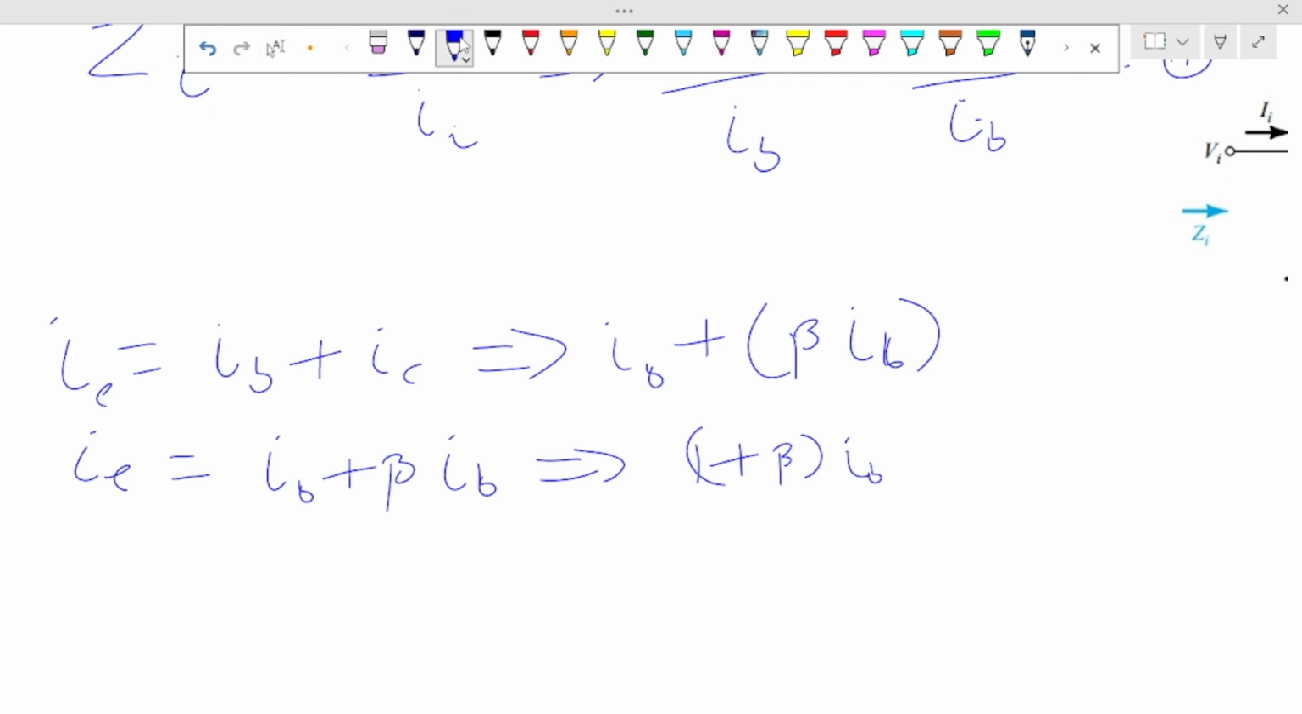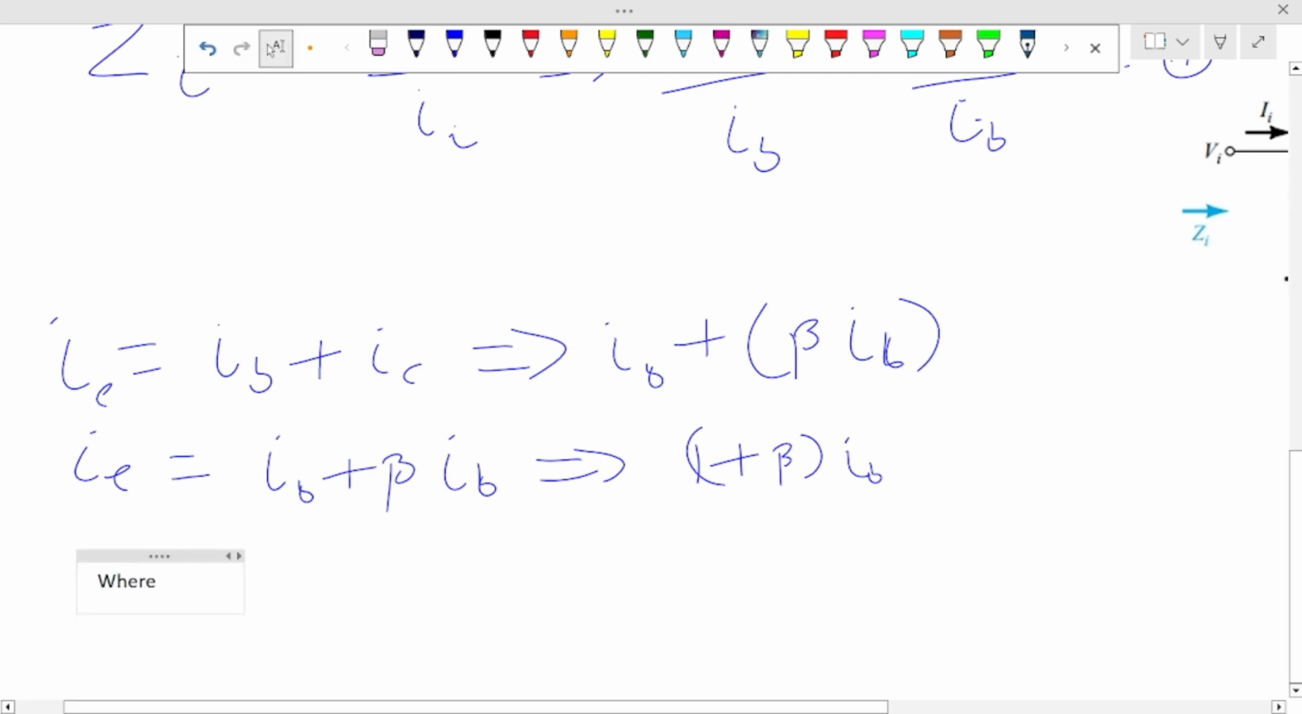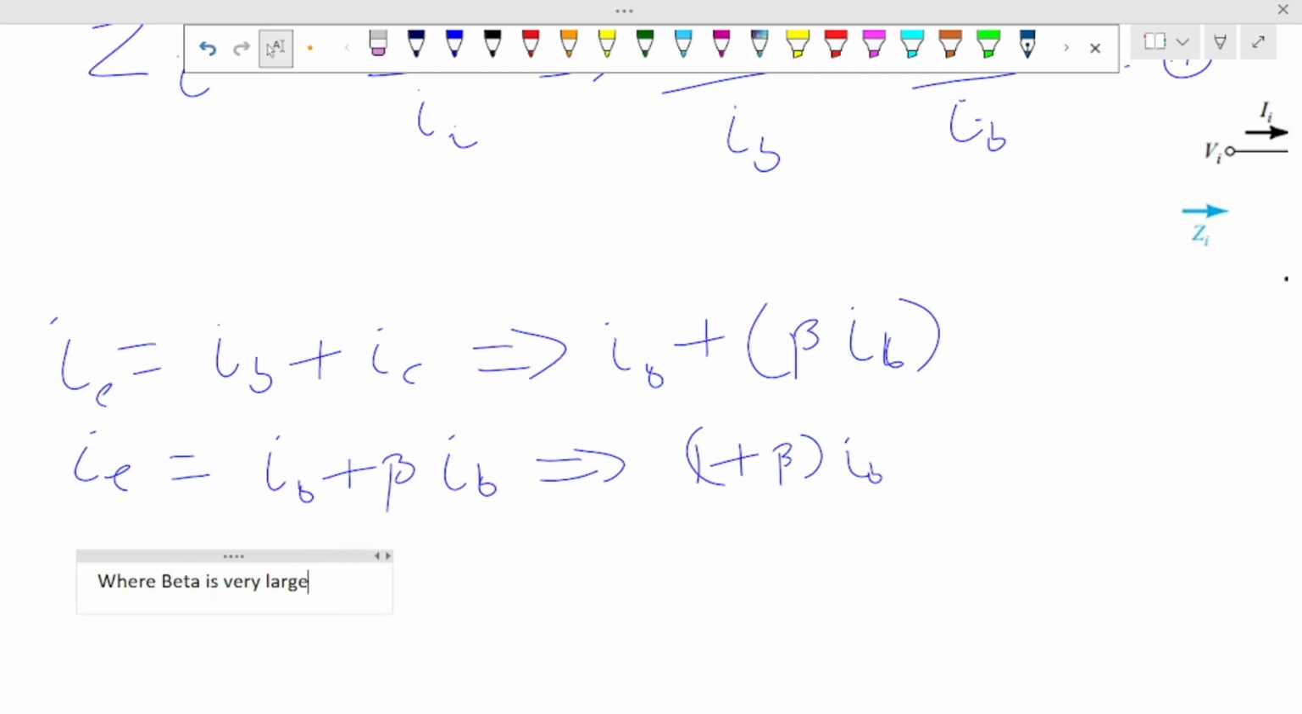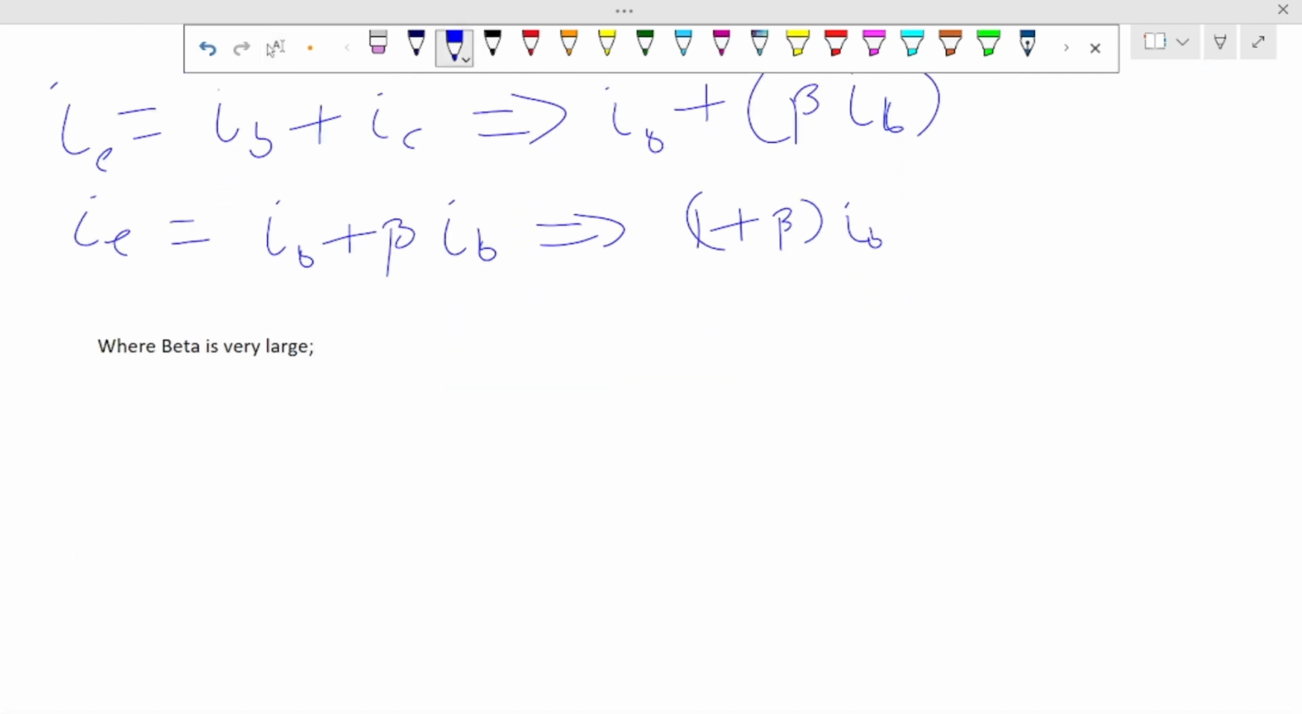So in that case, let me just type that in. Where beta is very large, IE equals beta IB. Hey, this is my IB. Beta IB. Good. I hope we're getting it.